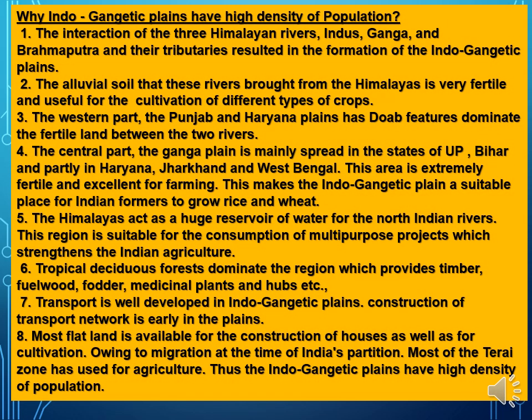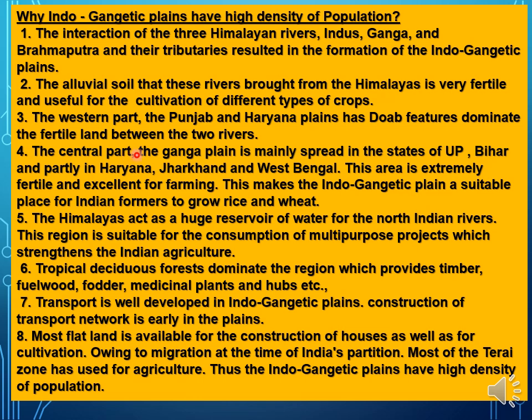Here comes an important question from this area: why do the Indo-Gangetic plains have a high density of population? The main reason is that it is formed by rivers, that means water presence is there, mainly the rivers Indus, Ganga, and Brahmaputra. So, water availability is there. Second, it is very much suitable for agricultural operations. Fine alluvial soil is present.